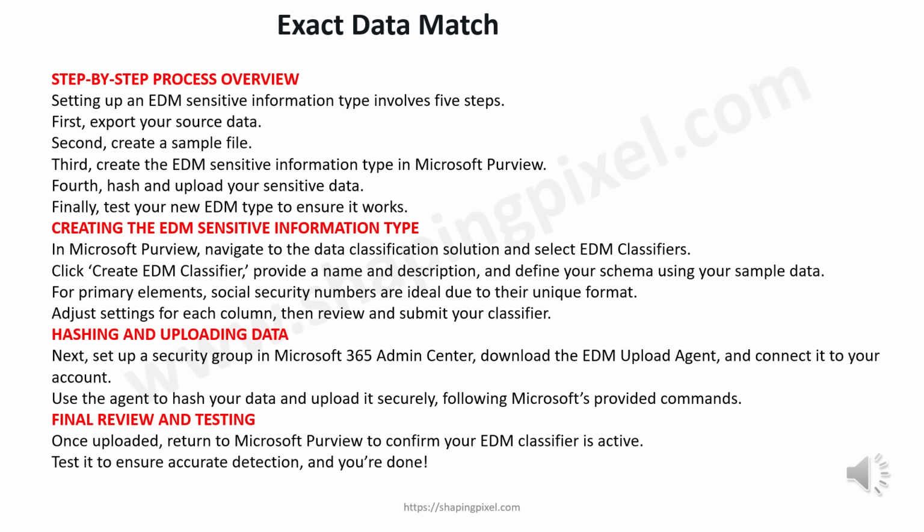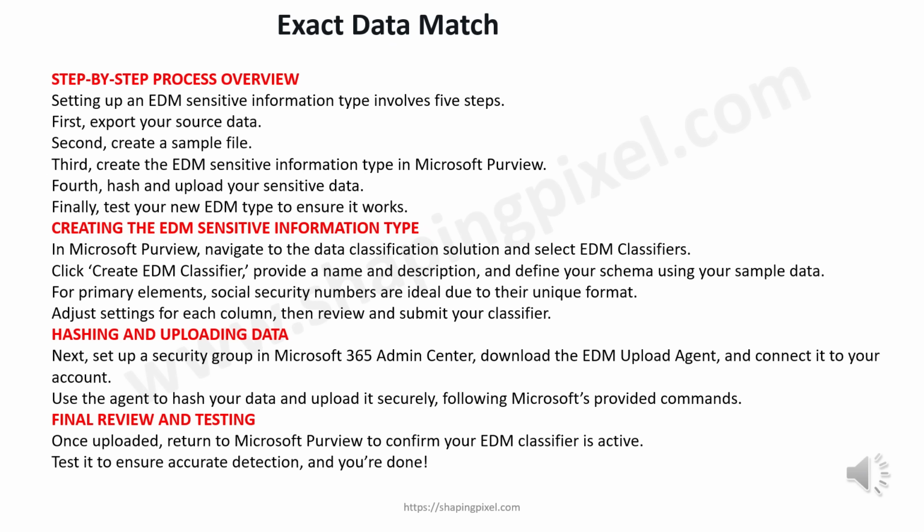In Microsoft Purview, navigate to the Data Classification solution and select EDM classifiers. Click Create EDM Classifier, provide a name and description, and define your schema using your sample data. For primary elements, Social Security numbers are ideal due to their unique format. Adjust settings for each column, then review and submit your classifier.